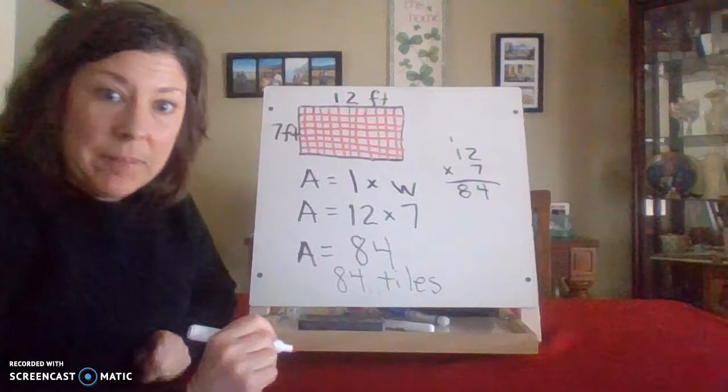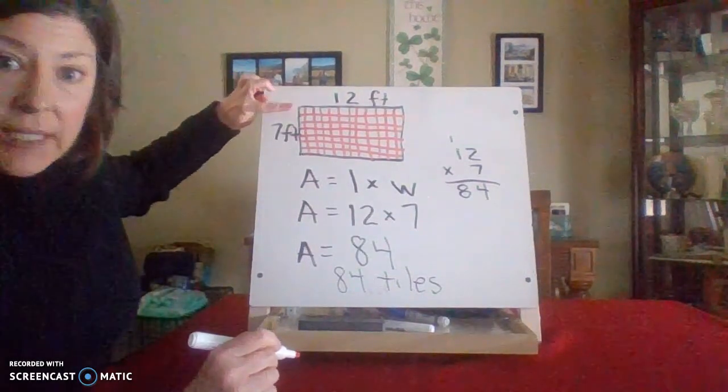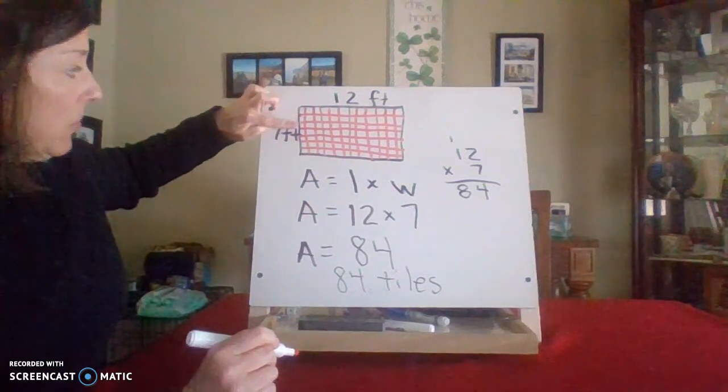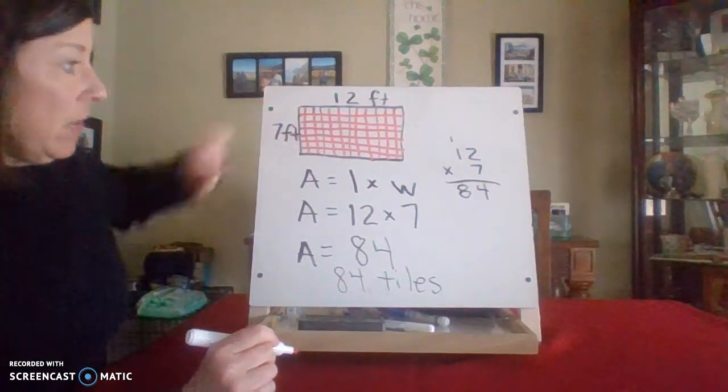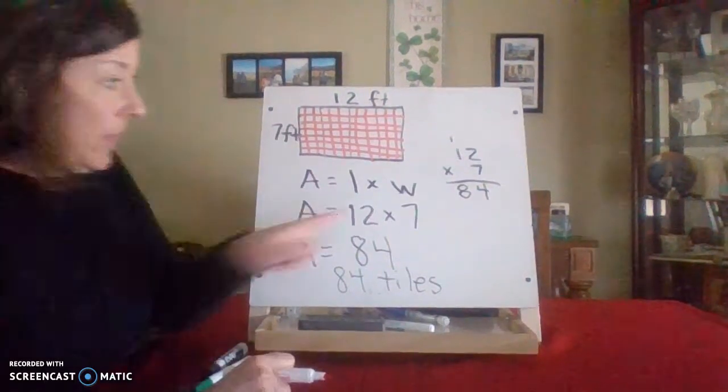Whew, that's a lot of work. But what I could do is maybe do some repeated addition. 12 plus 12 plus 12 plus 12 plus 12 plus 12 plus 12. Doing that, I would still get the same answer of 84.